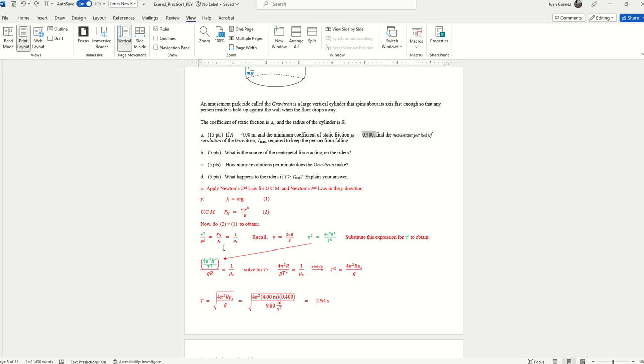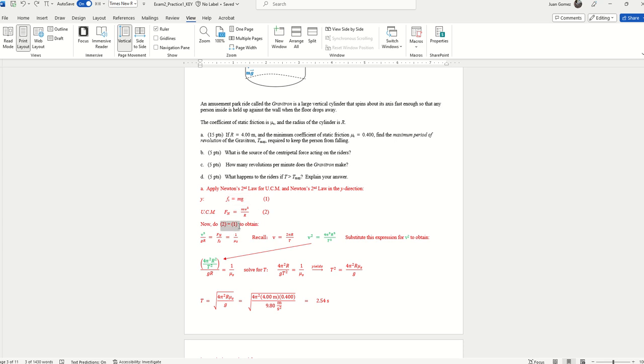Remember, I took equation 2 and divided it by equation 1. You could probably go the other way. You could do 1 divided by 2. If you do that, you'll get Fs over Fn, which equals mu s, is equal to gr over v squared. You could do either one.